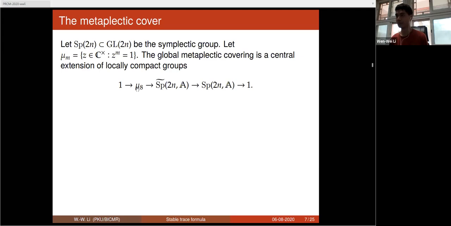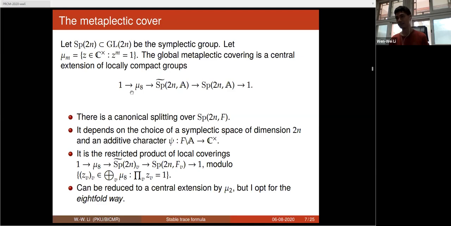So some people feel uneasy with mu_8 because usually we use the two-fold covering. But that's not so essential, and I will explain why I make this choice. So some basic properties: first, there is a canonical splitting over the rational elements, so you can form automorphic quotients as before and define the automorphic forms. And the construction of this covering depends on some data from linear algebra: we have to choose a symplectic form and also an additive character. And it is a restricted product of local coverings, as you expect, but you have to mod out some garbage to make it.